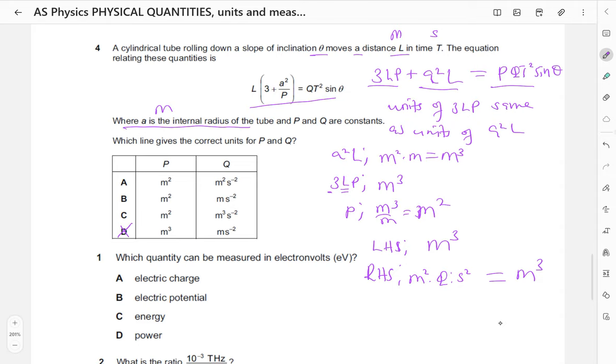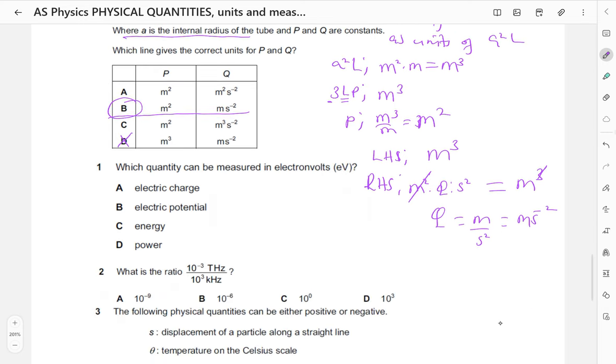So it means Q is therefore going to be equal to M cubed over M squared S squared. It cancels with that one. You remain with M. So it becomes M over S squared, which is going to be equal to M per second squared. So the units of Q are those of acceleration. So the most appropriate answer is going to be B.